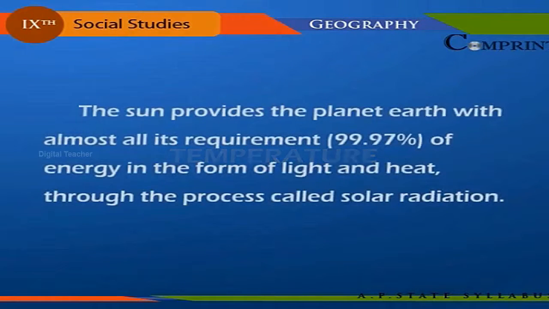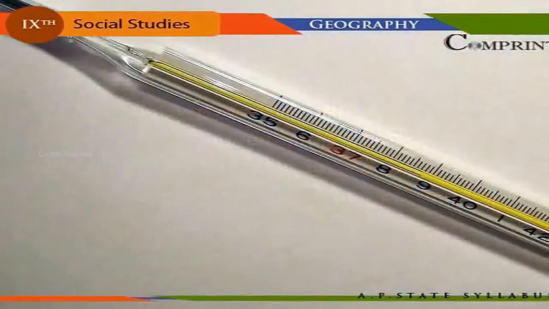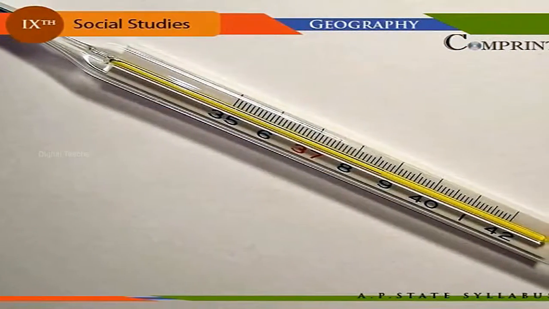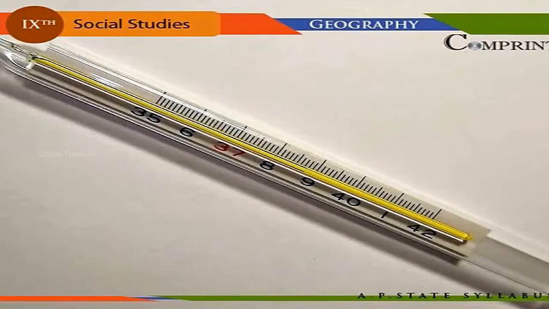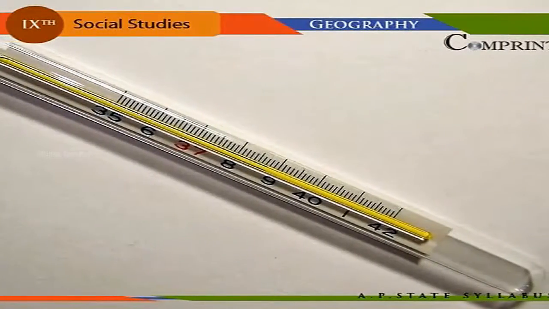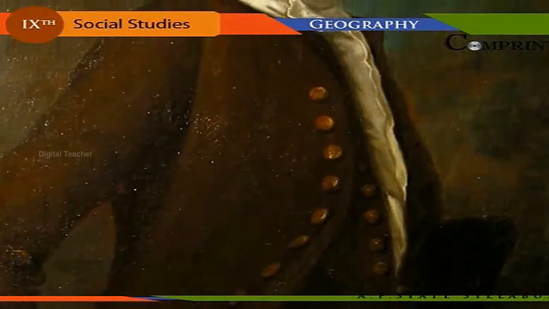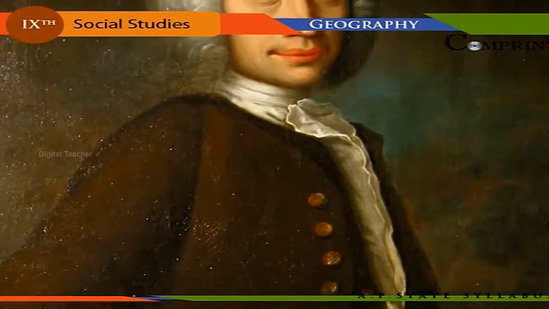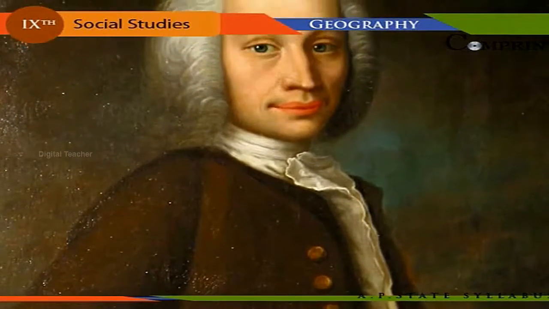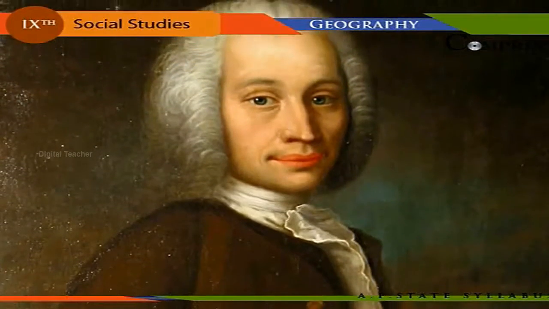Temperature. The Sun provides the planet Earth with almost all its requirements of energy in the form of light and heat through the process called solar radiation. The relative state of heat or coldness is called temperature. It is measured by an instrument called thermometer and is expressed in degrees, following different scales of measurement called the Celsius, Fahrenheit, Kelvin, etc. But the scientists usually express it in degrees Celsius.